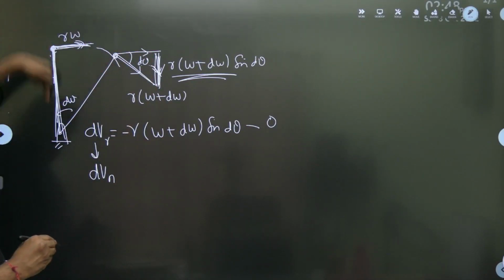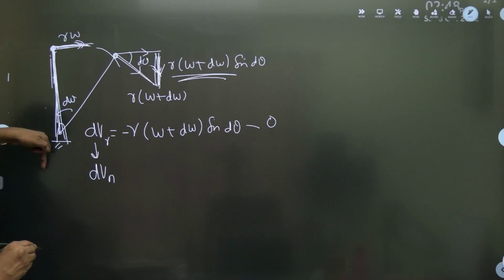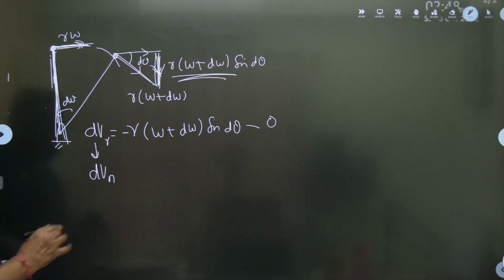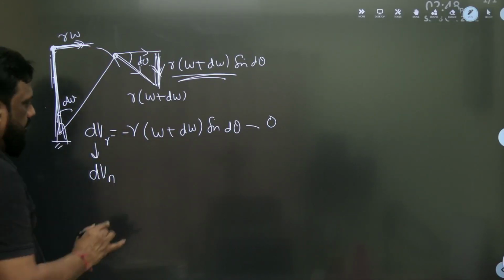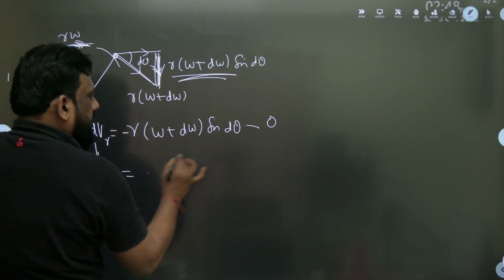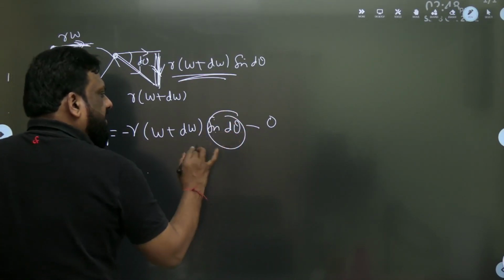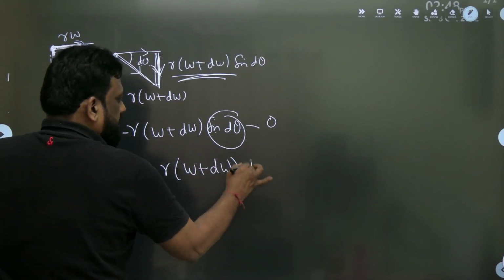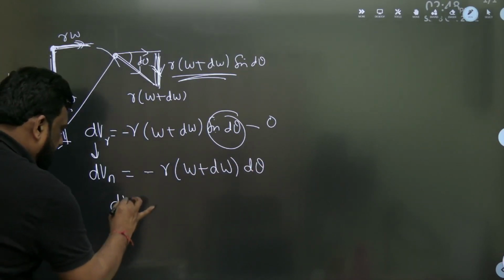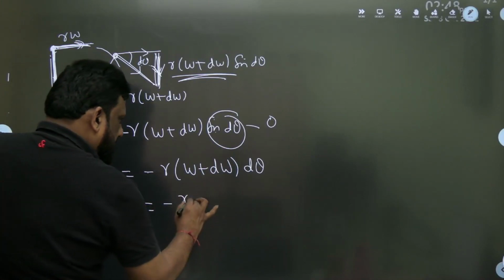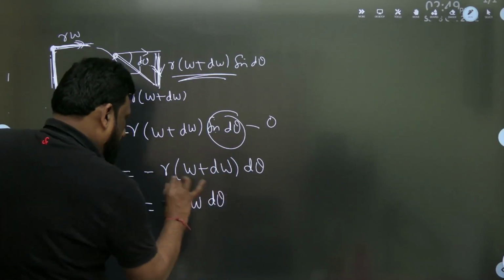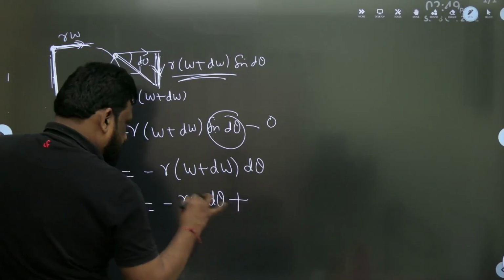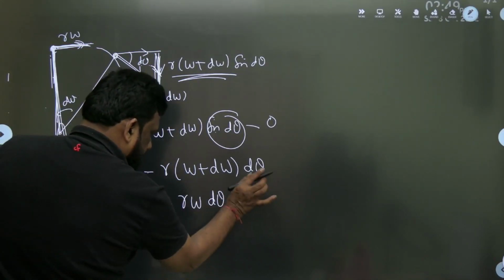Downward means, what does downward mean? In the decreasing radius. So therefore I put minus. No problem at all. d theta is very small, so sine d theta will be d theta. So minus r into omega plus d omega, this will be d theta. So therefore dv_n will be equal to minus r omega d theta, minus r d omega d theta, this is also minus.